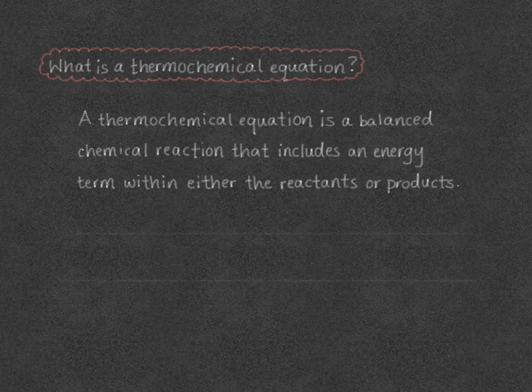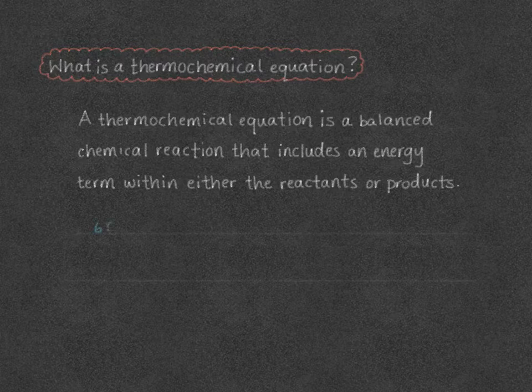All right, we're going to look at what is a thermochemical equation. So a thermochemical equation is a balanced chemical reaction that includes an energy term within either the reactants or the products. We are going to look first at the thermochemical equation for photosynthesis.